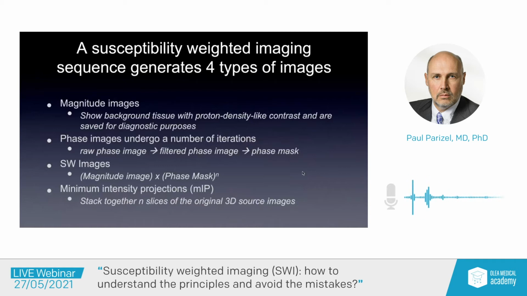So when we obtain susceptibility weighted images on our system, we have 4 sets of images. The magnitude images, which show background tissue with proton density-like contrast, and we save them for diagnostic purposes. And the phase images, which undergo a number of iterations: raw phase, filtered phase, phase mask. Then the susceptibility weighted images, which are the multiplication, and the minimum intensity projections.